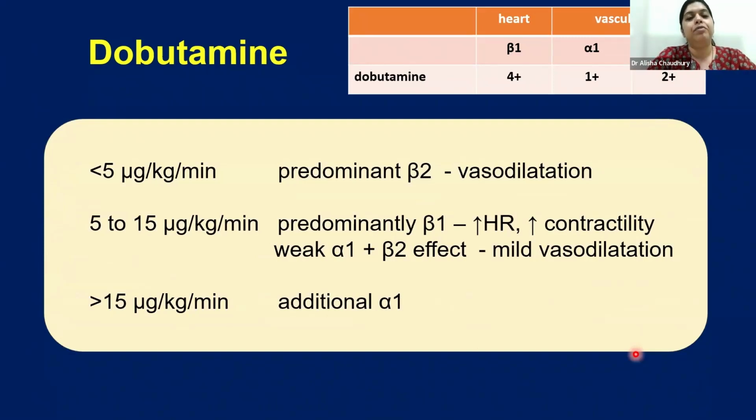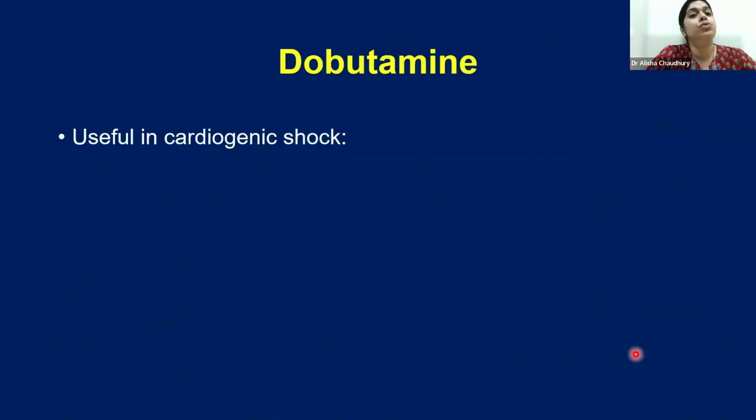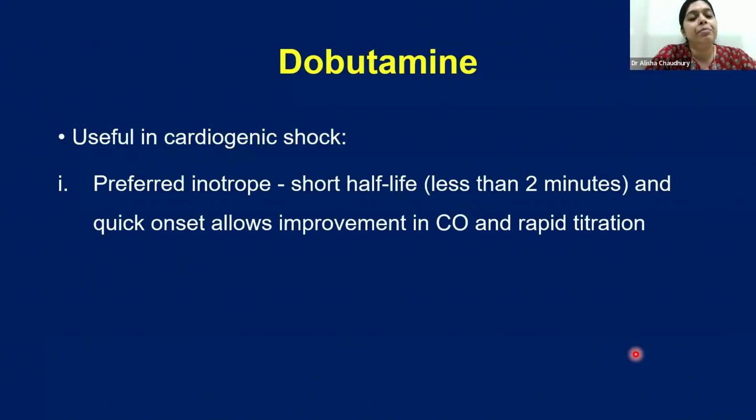When you go to 5 to 15 mics per kg per minute, beta-1 action will start taking over. So increase heart rate and increase contractility. But more than 15, the alpha-1 action may be slightly more. Now, dobutamine is useful in cardiogenic shock. It's a very preferred inotrope because of some good qualities of it.